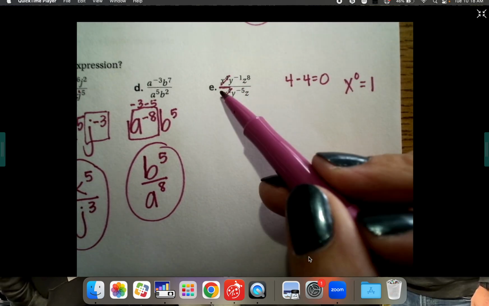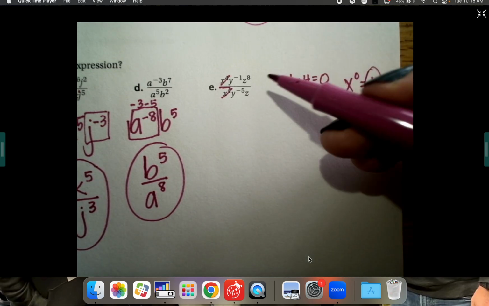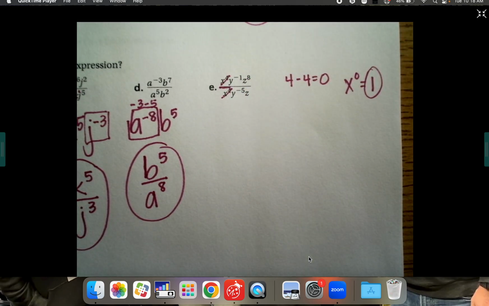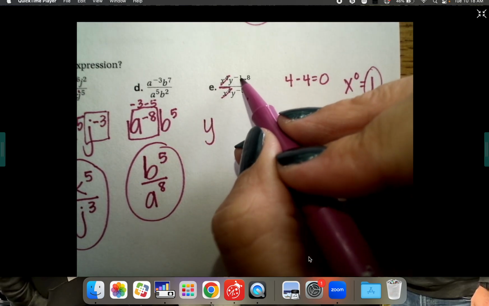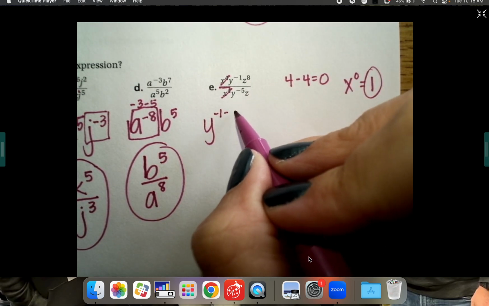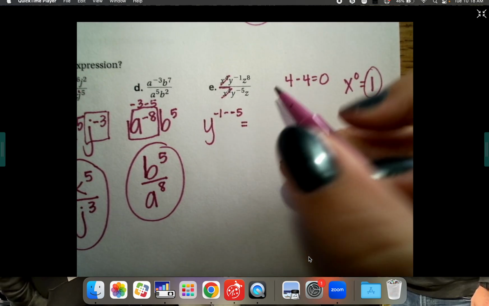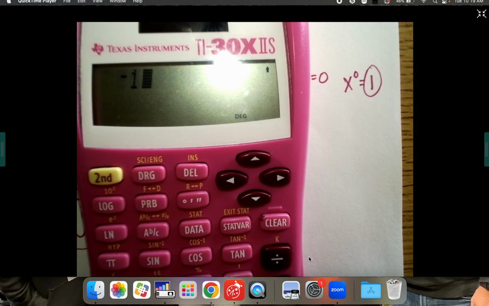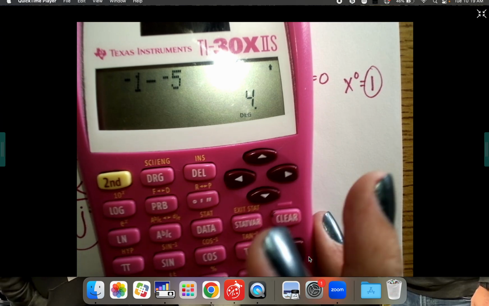So I'm just going to cross them off, because I know that I'm going to have something, and 1 times anything is just whatever's left. So I'm just not even going to assume they're there. Let's do the y's. Y to the -1 minus -5. That's a little tricky. So that is going to be y to the -1 minus -1 minus -5 is positive 4.